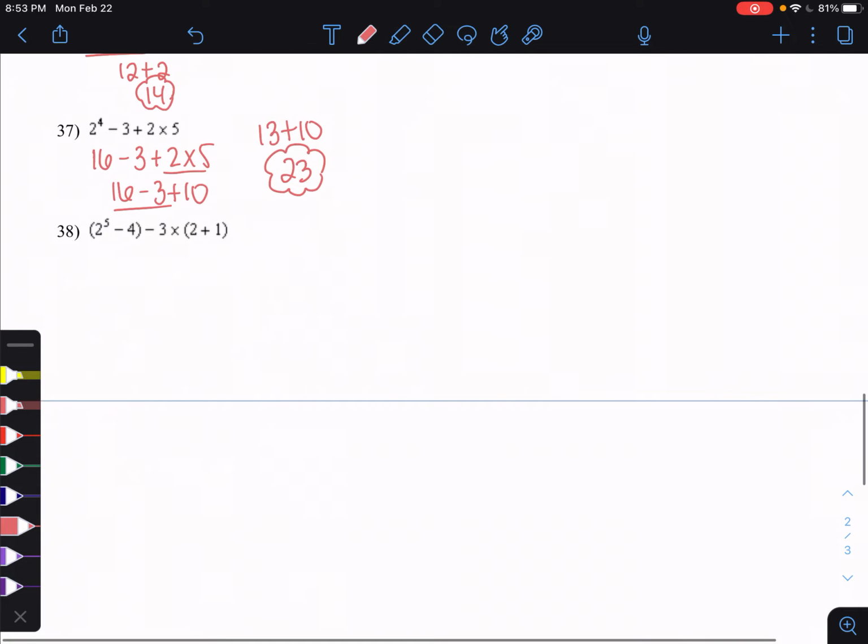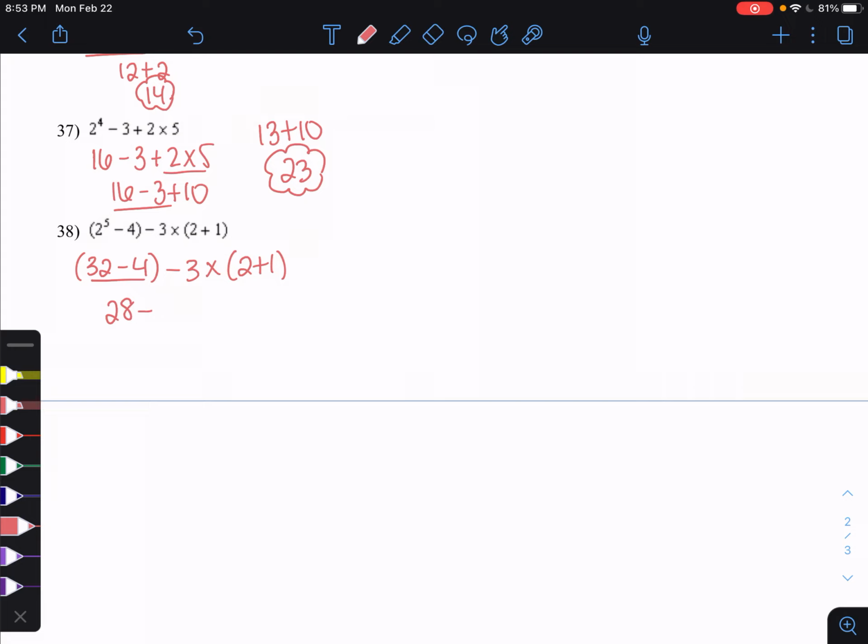And then my last one here, 2 to the 5th power, is going to be 32, minus 4, minus 3, times 2 plus 1. So 32 minus 4 is 28, minus 3 times 2 plus 1. Now I'm going to go to the other set of parentheses, so 28 minus 3 times 3. Multiplication comes first, so 28 minus 9 is going to be 19.